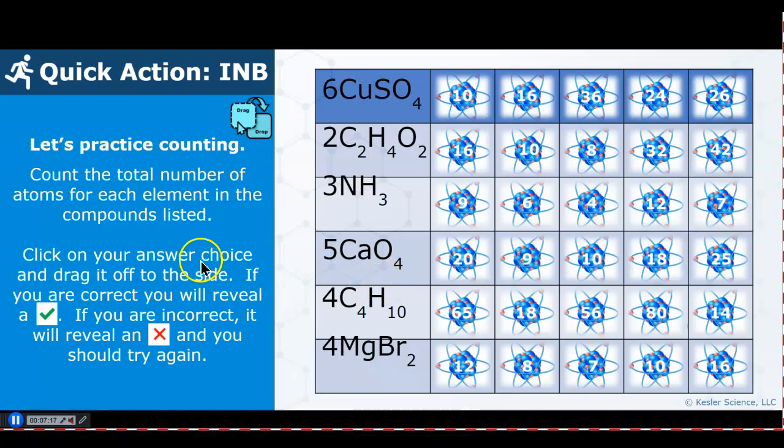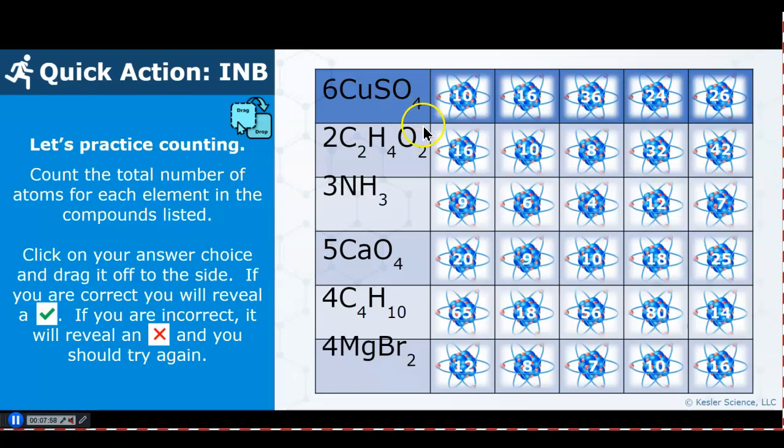Okay, so now you're going to practice counting. And so let's take a look at the first one. So let's ignore our coefficient for now, and let's just look at the molecule itself. So Cu, there is no subscript number, so that is a 1. For the S, there's not 1 there, so that's 1. For oxygen, we have 4. So 1, 1, and 4 is 6. How many molecules of this do we have? 6. So 6 times the 6 atoms tells us that we have 36 atoms.